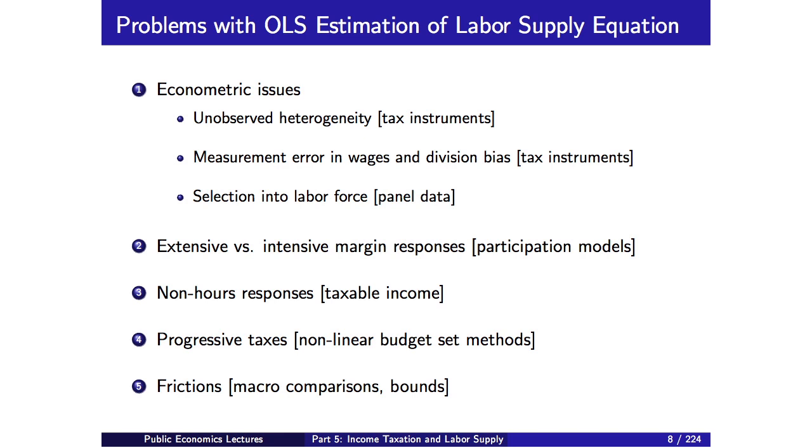So unobserved heterogeneity means that people with different wage rates have different characteristics that might directly affect their labor supply. And so if I regress L on W, I'm going to get a biased estimate. Usual way to deal with that problem is to use taxes as instruments. There's another issue of measurement error in wages and what's called division bias, which creates further econometric problems, which we can also solve with tax instruments. There are selection problems that arise, going back to the work of Heckman, where you can address them using panel data. I'll go through each of these things in more detail.